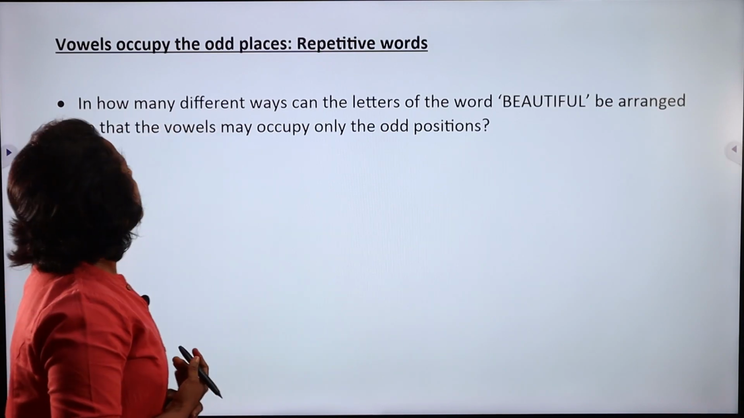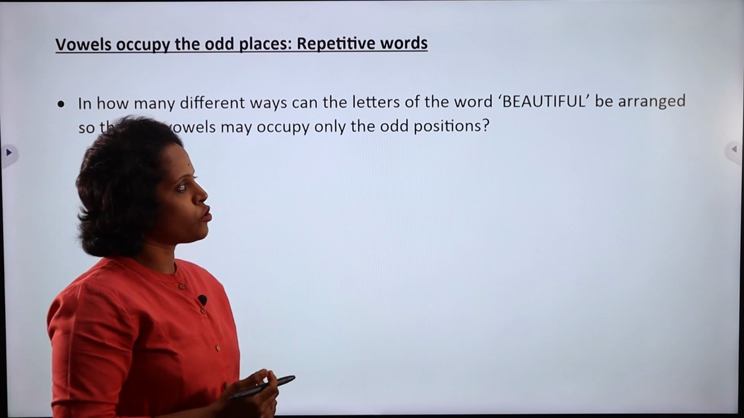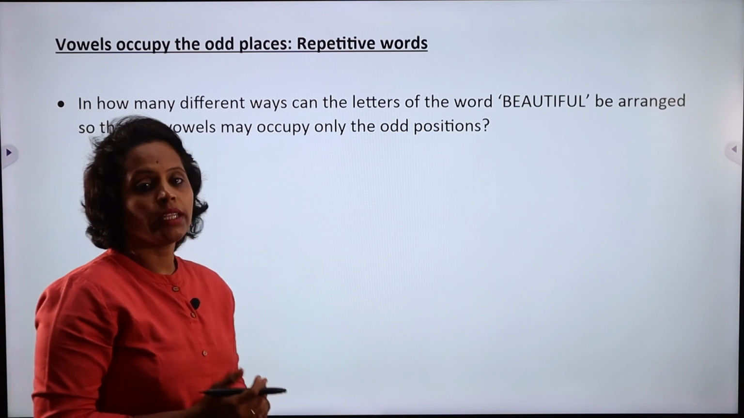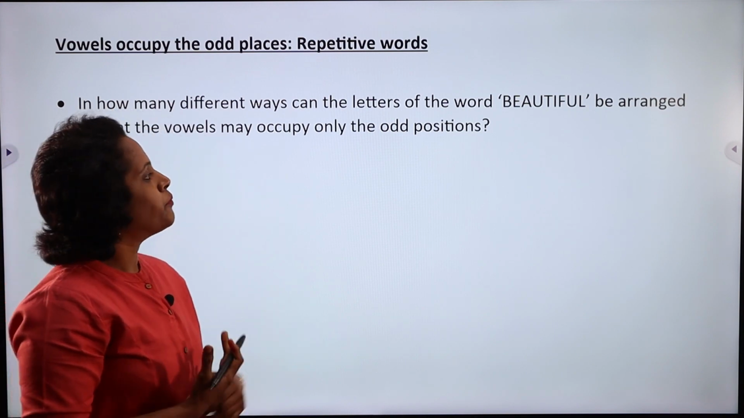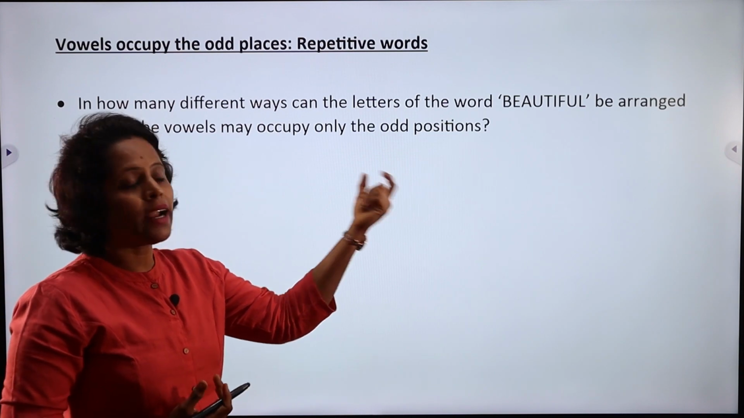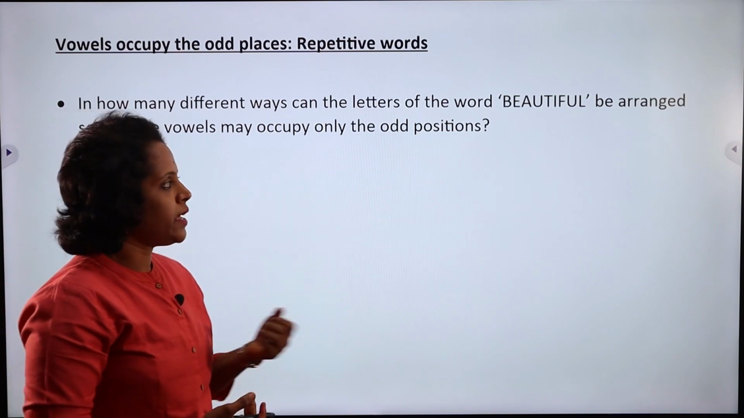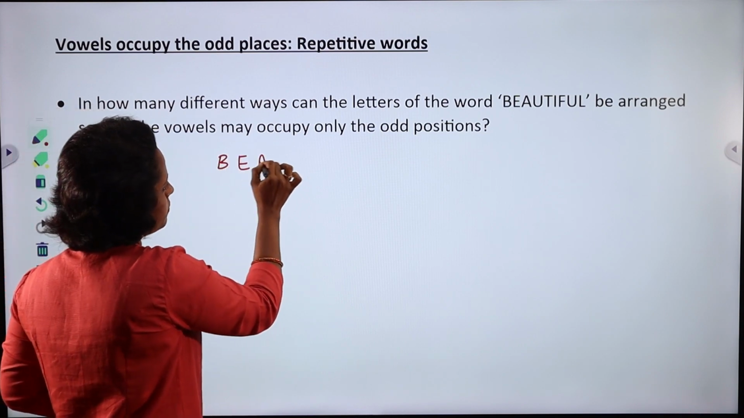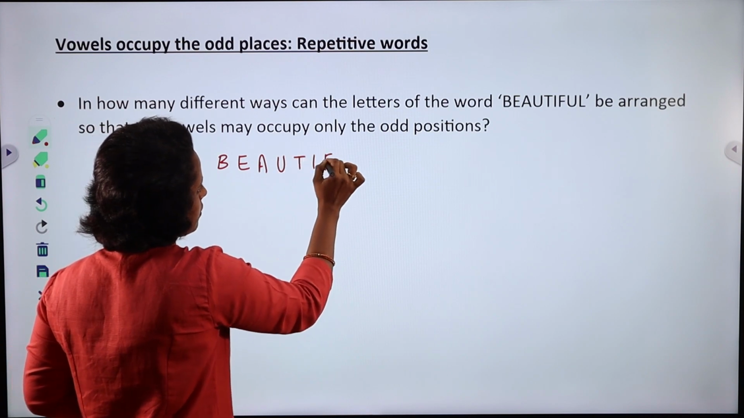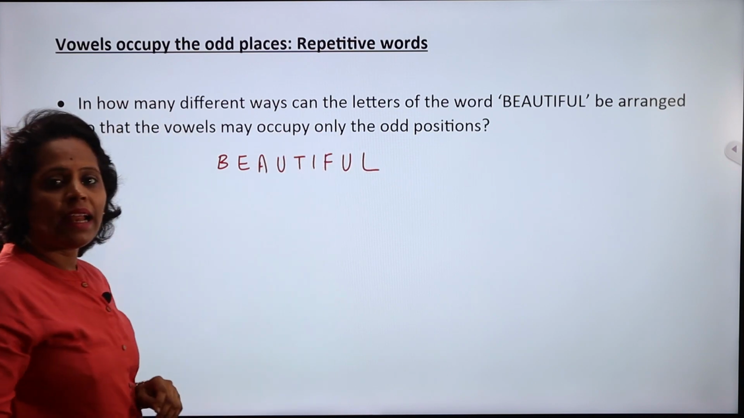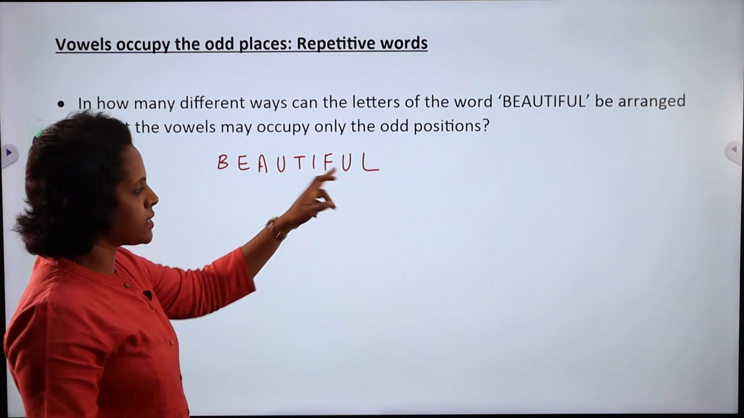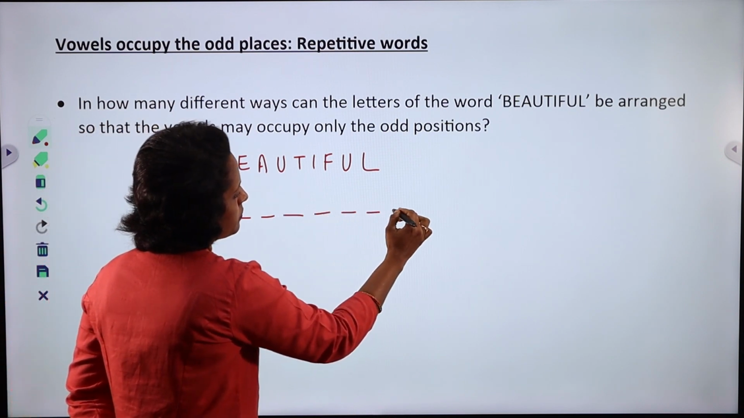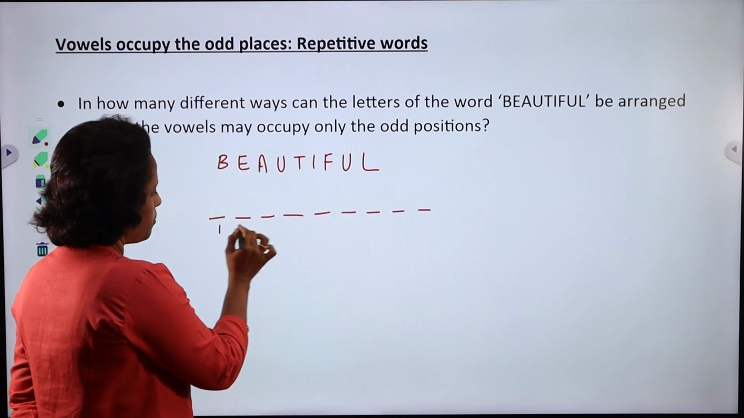Our next question: in how many different ways can the letters of the word BEAUTIFUL be arranged so that the vowels may occupy only the odd positions? Here, the word BEAUTIFUL contains some repetitive letters. Let's see how to solve this. Our word is beautiful. How many letter word is it? 1, 2, 3, 4, 5, 6, 7, 8, 9. It is a 9 letter word. Let me number them.